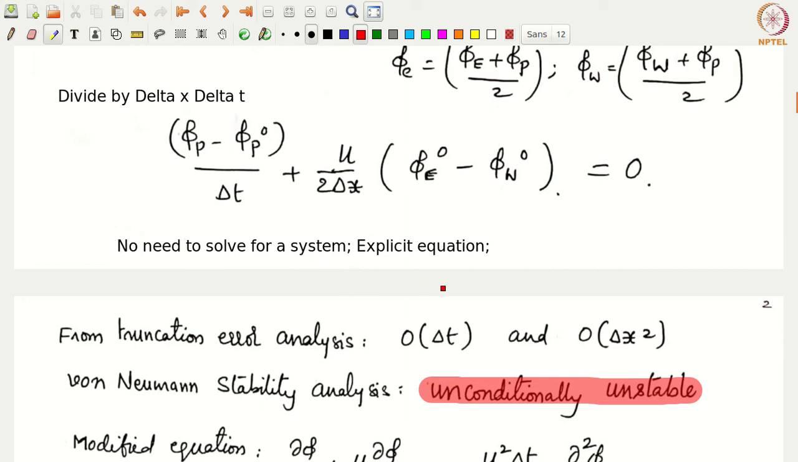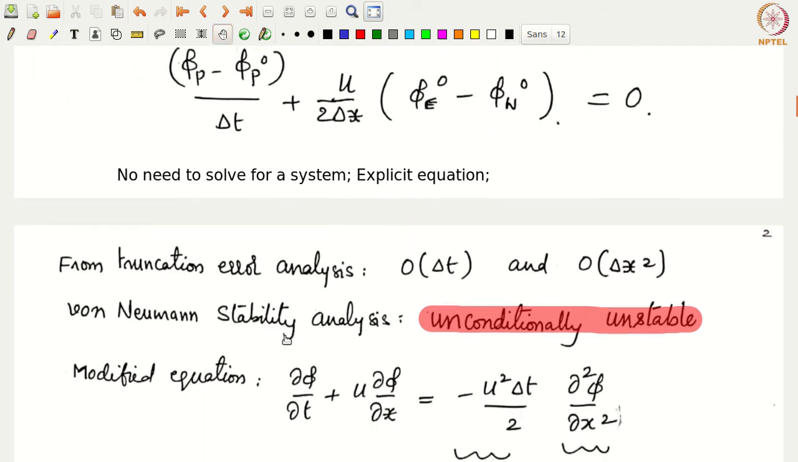Okay, that means this method cannot be used. So it cannot be used. As a result, of course, we cannot go ahead with this method. So we need to change something to get a better method.